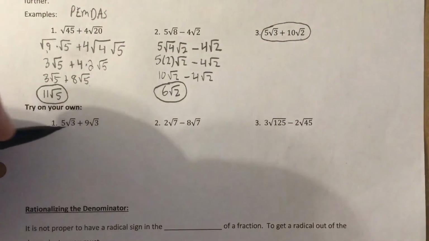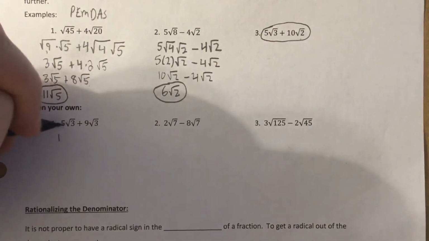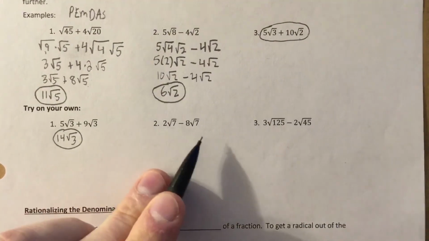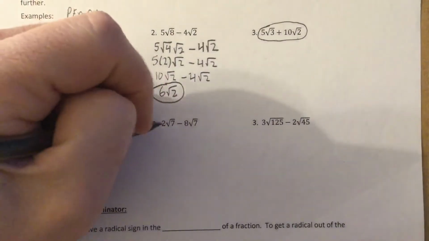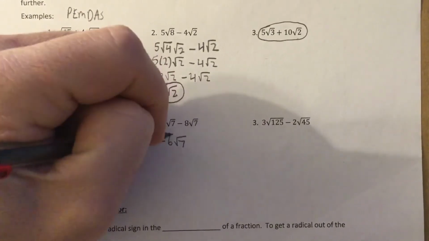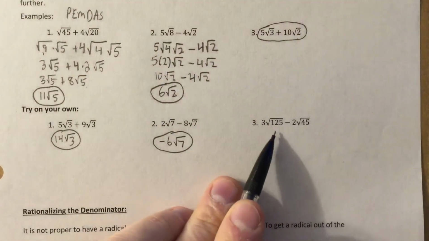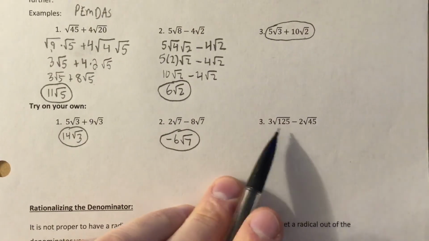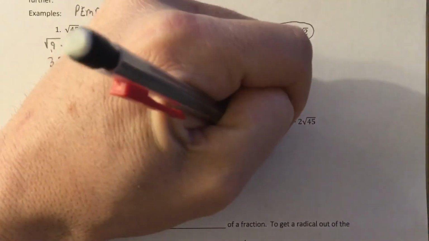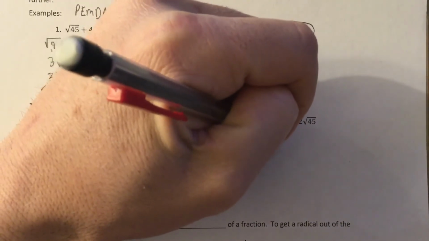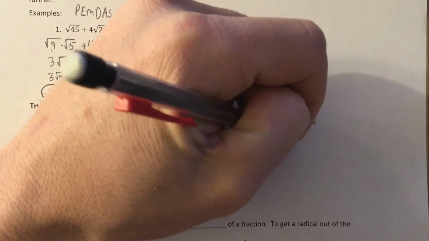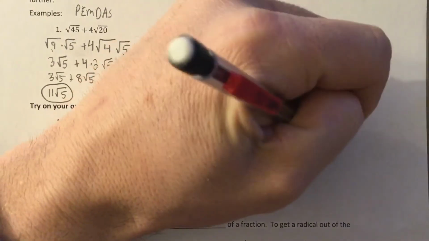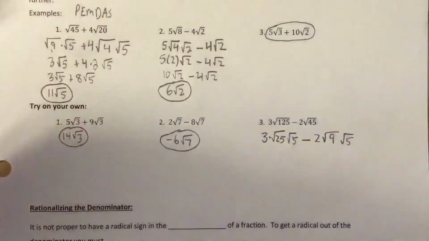For number 1, they're already like radicals, so we just add the coefficients, 14 root 3, and we are done. Same with number 2, they're simplified radicals, they are like radicals. 2 minus 8 is negative 6 root 7. And then for number 3, they're not simplified and they're not like radicals yet, so I'm going to simplify. 25 is the perfect square that goes into 125, and 25 times 5 is 125. So I have both of those underneath radicals. Minus 2, and then 9 times 5 is 45.